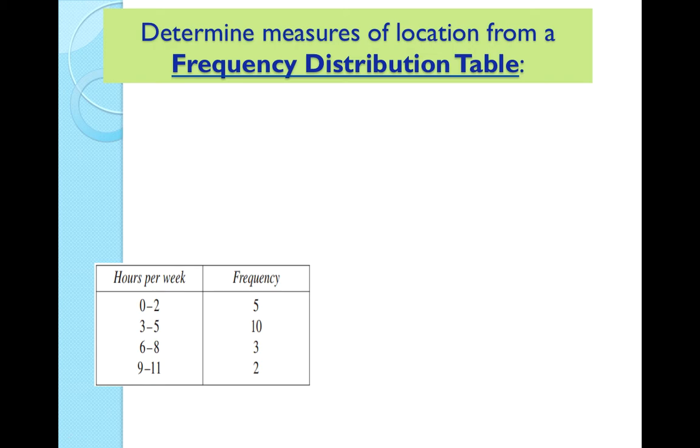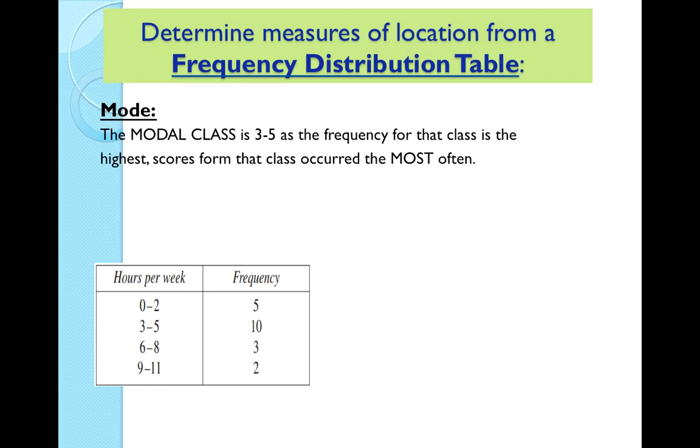Determine measures of location from a frequency distribution table. The highest frequency is 10, so scores in the class 3 to 5 appeared the most often. So the modal class is 3 to 5.